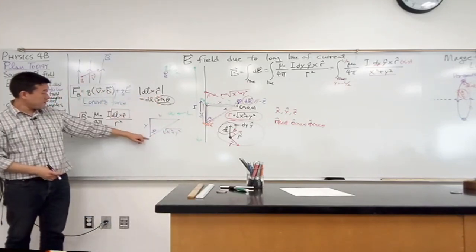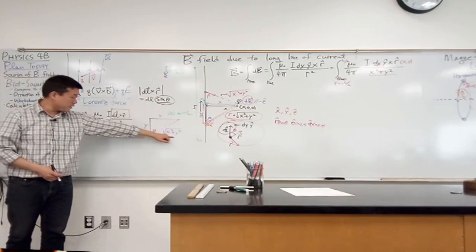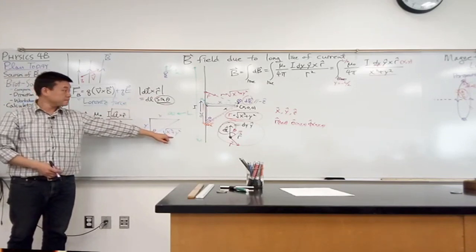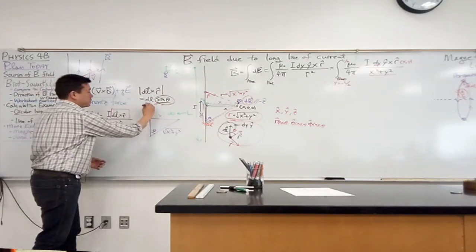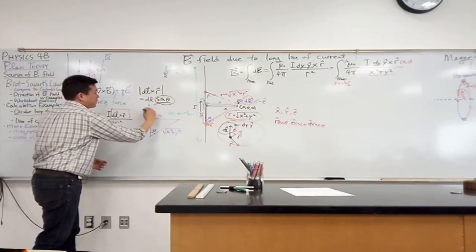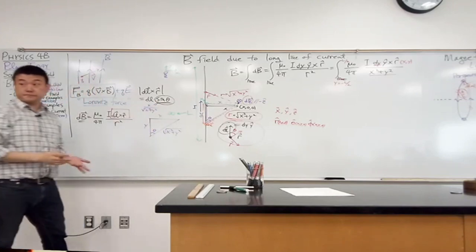So sine theta, that's going to be opposite over hypotenuse. So I have to write that in. That sine theta is equal to x over square root of x squared plus y squared.